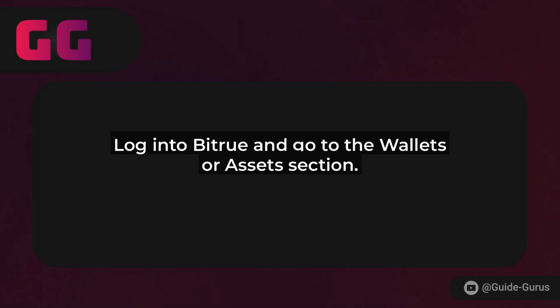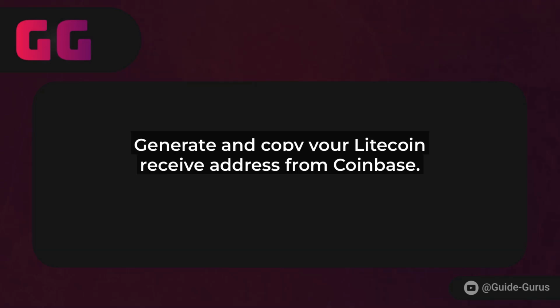Step 1. Log into your Bitrue account and navigate to the Wallets, or Assets, section. Find your Litecoin balance there. Step 2. Click on Withdraw next to your Litecoin. You'll need to enter the withdrawal details. Before that, head over to Coinbase.